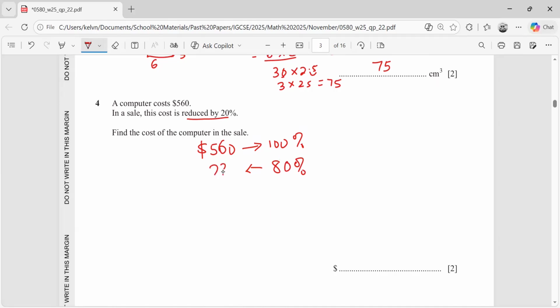To figure out that price, you can use cross multiplication, because cross multiplication is one of those direct proportion concepts, just a shortcut for direct proportion. Because with the reduction of one thing, the other one also reduces. So anyway, we'll just use cross multiplication here. We have 80 times 560 over 100.